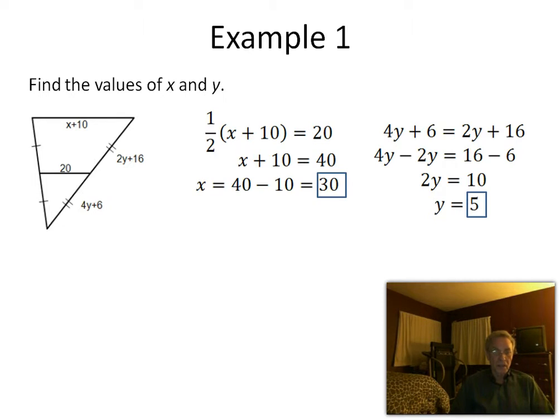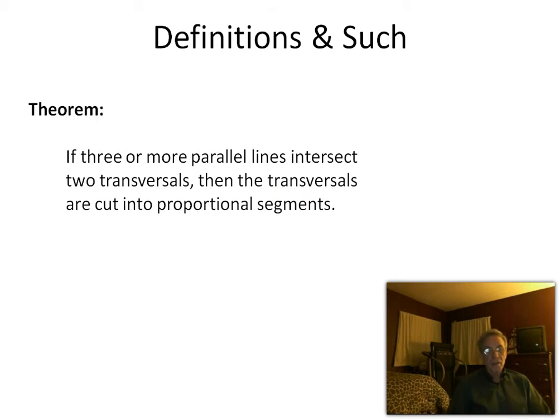So let's take a look at this. The converse is the extension that I was talking about from the previous lesson. In the previous lesson we talked about one line that was parallel to the third side. This time we have several parallel lines that are intersecting two transversals.